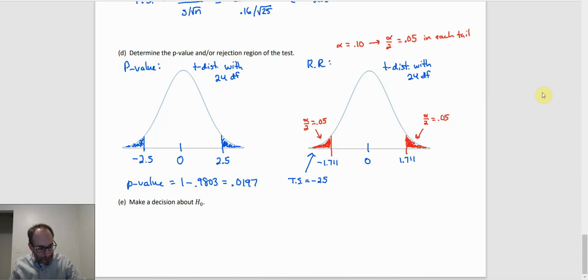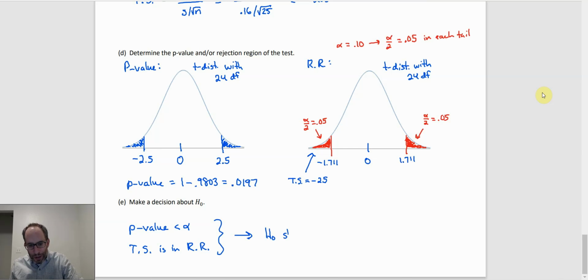So for the decision about the null, well, the p-value is less than alpha, which we kind of already know because when we had StatCrunch do everything 2 pages ago, that was what happened there. And then also the test statistic is in the rejection region, right? It's in the piece that's on the left side. And so these are the scenarios where you have a statistically significant result and the null should be rejected.